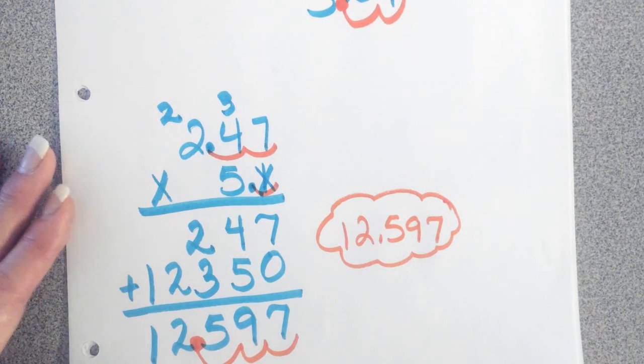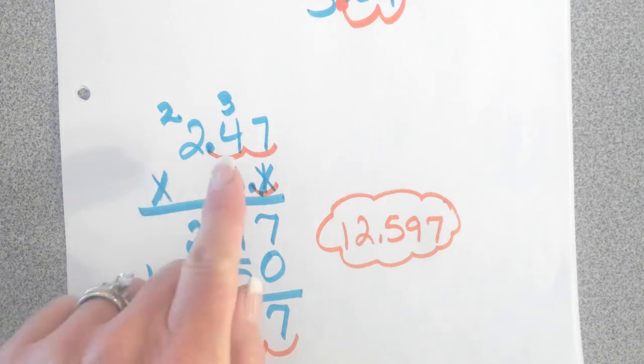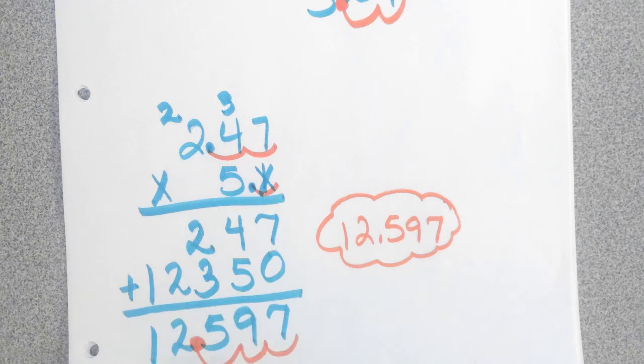You just multiply like normal, and then place your decimal when you're through at the end. However far you moved it to the right in the question, that's how far you have to move it back in the answer. Hope this helps.